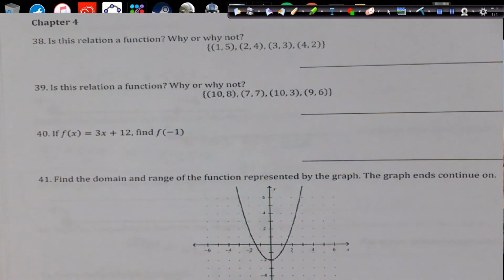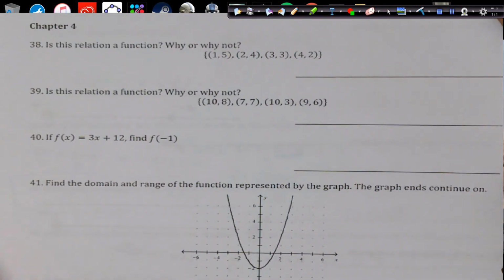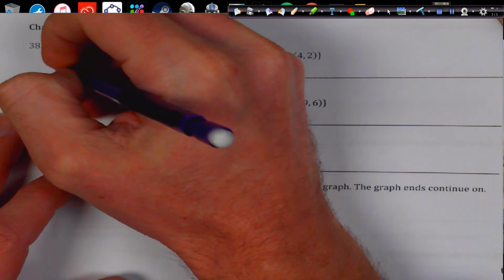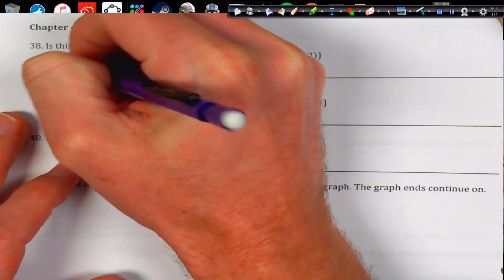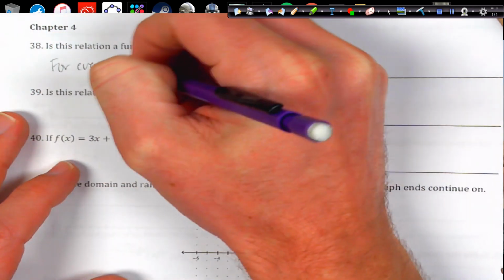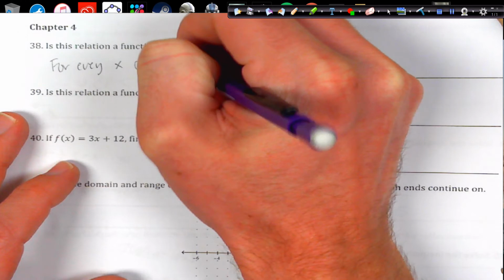Alright guys, here's part 2. We're starting at question 38 on chapter 4. Is this relationship a function, y or y not? We remember for every x there's only one y. So for every x, only one y value.